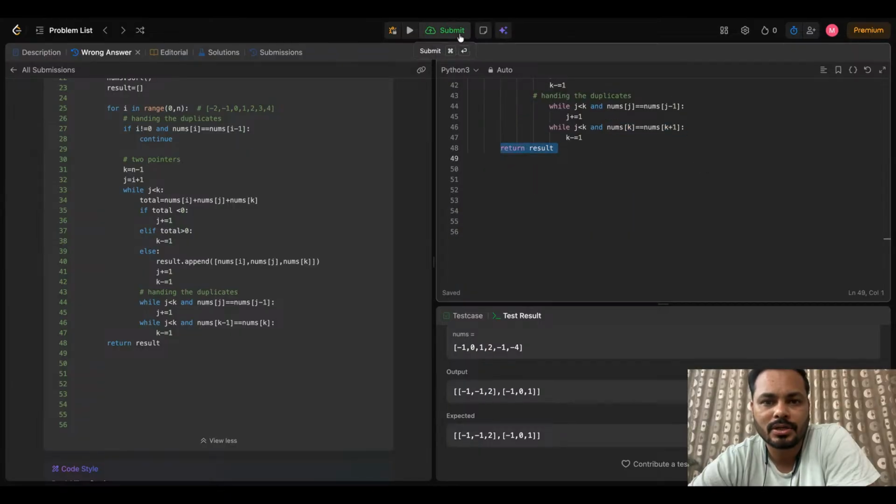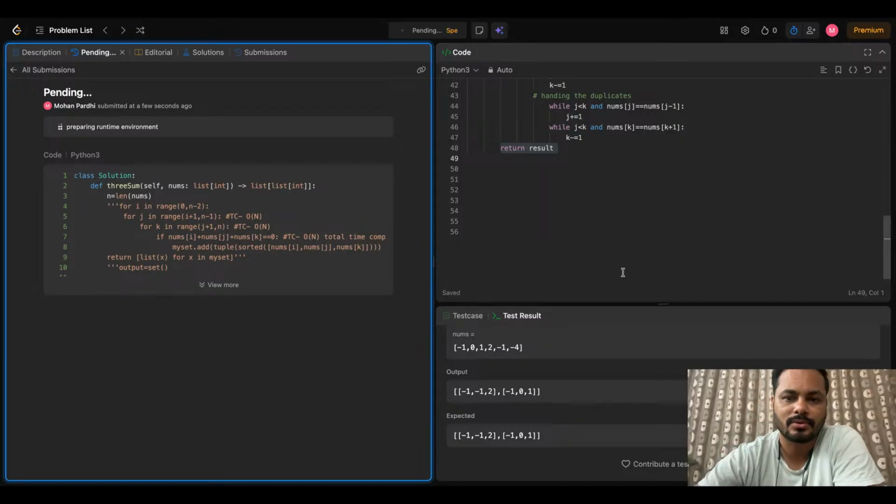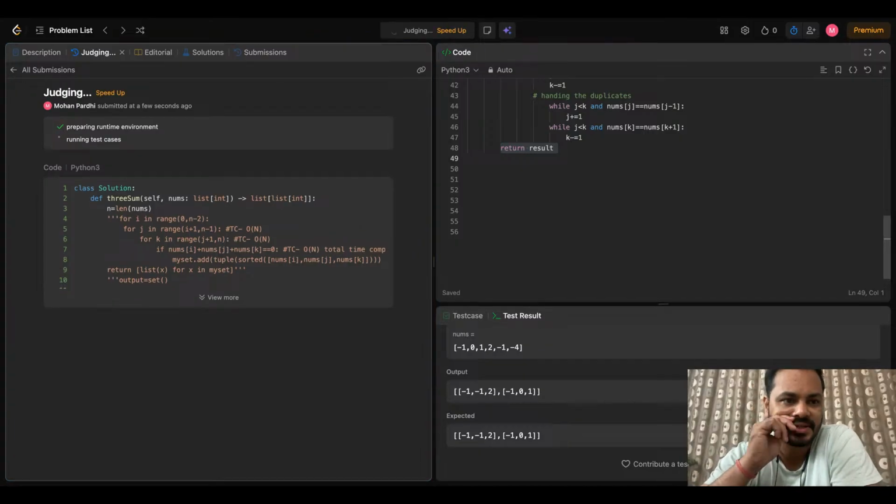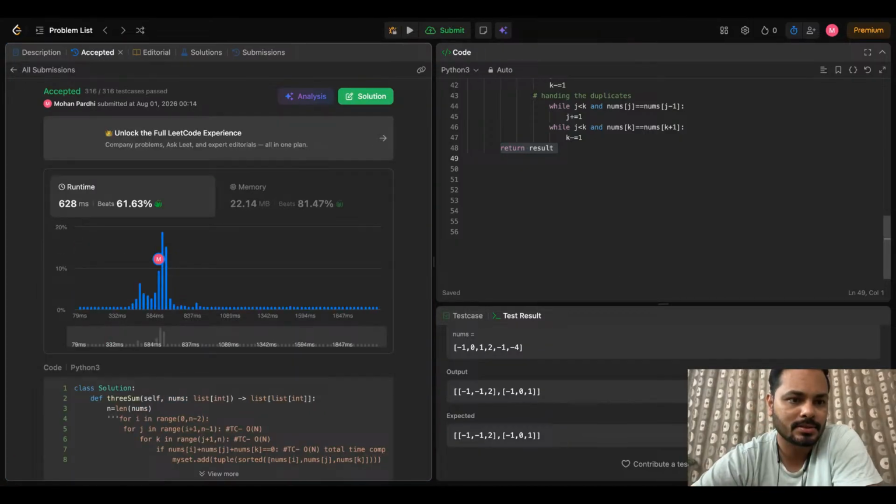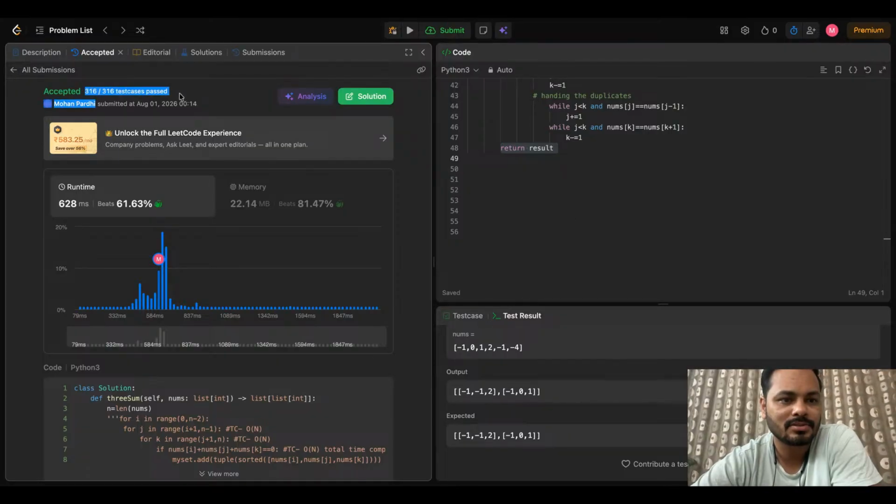Okay, so let us try submitting this code. Okay, I hope this will get submitted. Yes. Okay, so all the 316 test cases are passed.